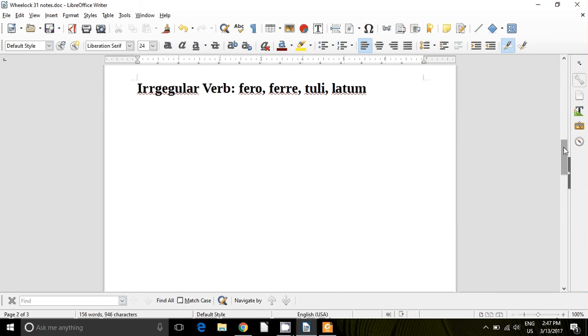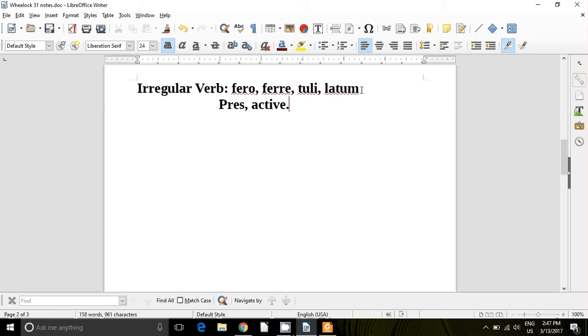That's nice, but now we get a bunch of new forms. On page 256 and 257, we're going to get an irregular verb, and that verb is fero, ferre, tuli, latum. Fero, ferre, tuli, latum. So you'll recall these four principal parts. These are especially important when you're learning an irregular verb.